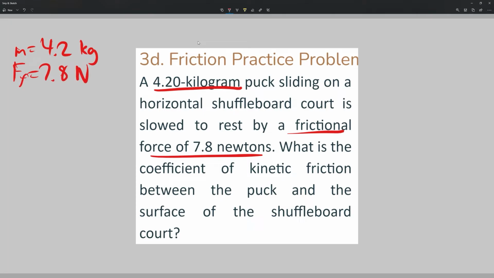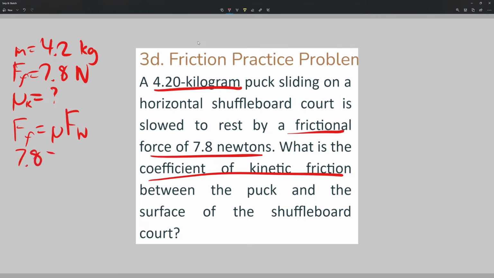So the question says, what is the coefficient of kinetic friction between the puck and the surface of the court? So what is mu k, the kinetic coefficient of friction? We're going to set up our equation again. Your force of friction is equal to mu Fn, and so your force of friction here is 7.8, which equals mu k Fn.